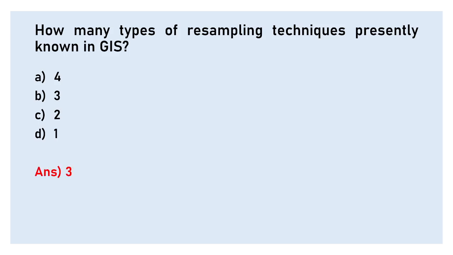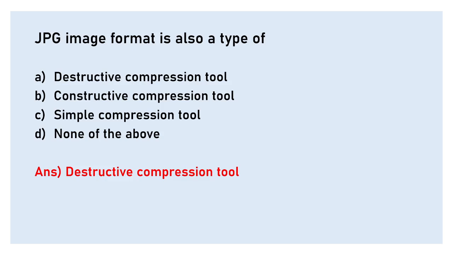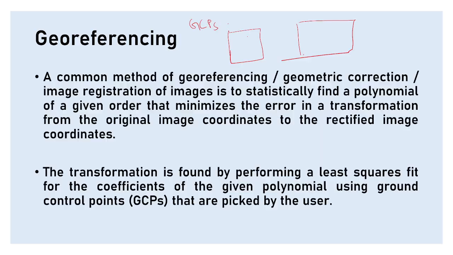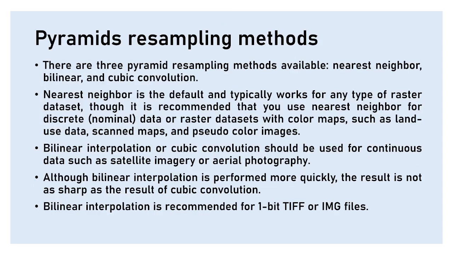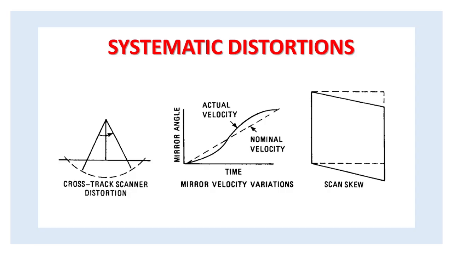The answer is 3. We have actually discussed that here. So we have nearest neighbor, bilinear, and cubic convolution. These are the 3 resampling techniques.